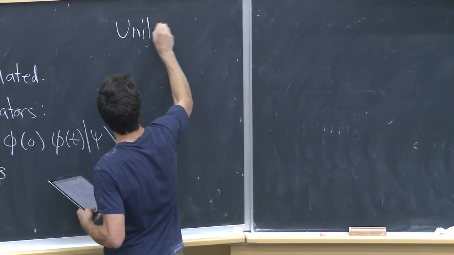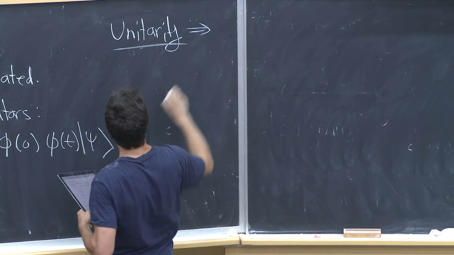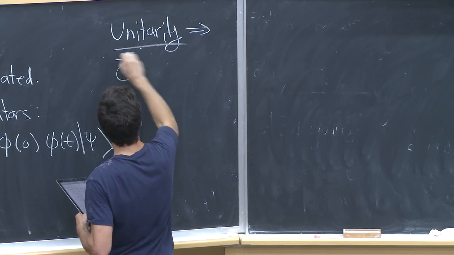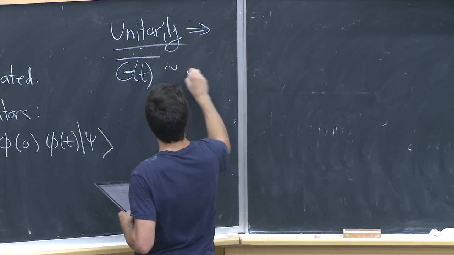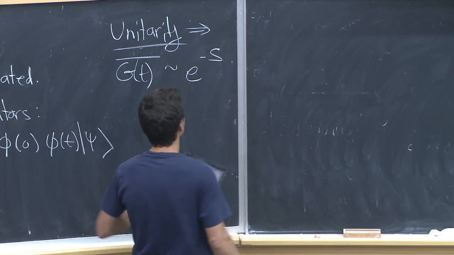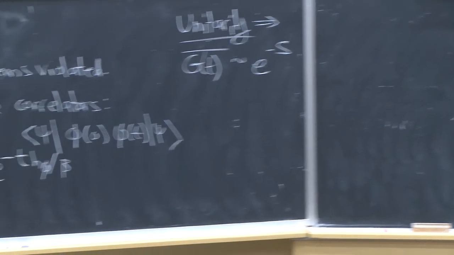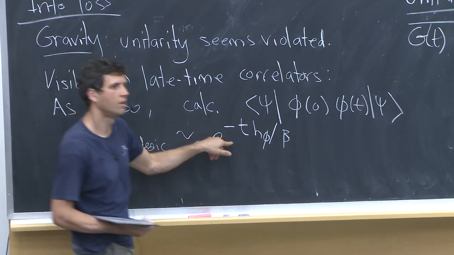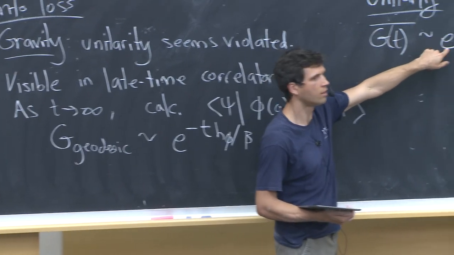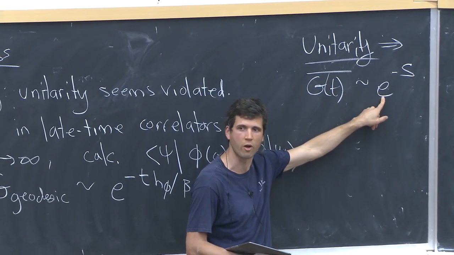But unitarity doesn't allow this. Unitarity tells you that the long time average of G of t goes like e to the minus entropy. In other words, correlation functions cannot decay to 0. This one is decaying to 0. It's getting too small. And no quantum system can have autocorrelation functions that get that small.